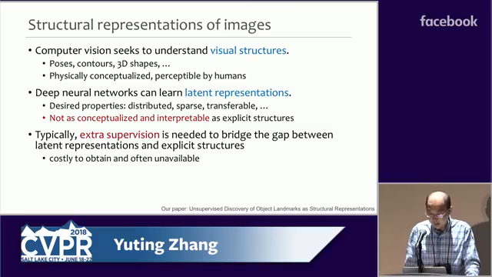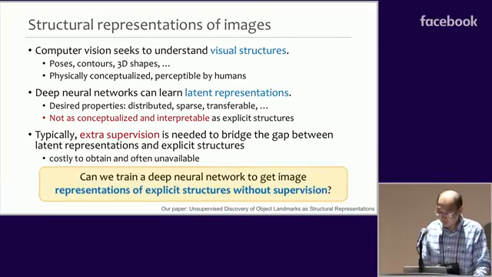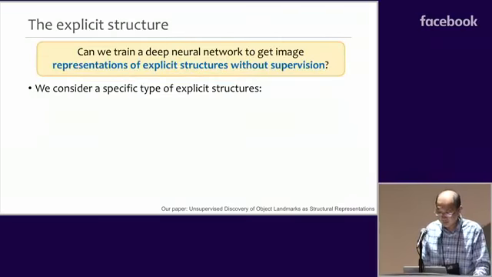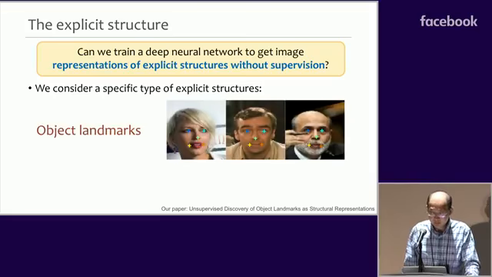To bridge the gap between the latent representation and the explicit structure, supervised learning methods require extra human annotations. They are often costly to obtain and unavailable for most object categories. Then it comes to the question, can we use deep neural networks to learn image representations of explicit structures? To study this problem, we consider a particular type of structure, the object landmarks.